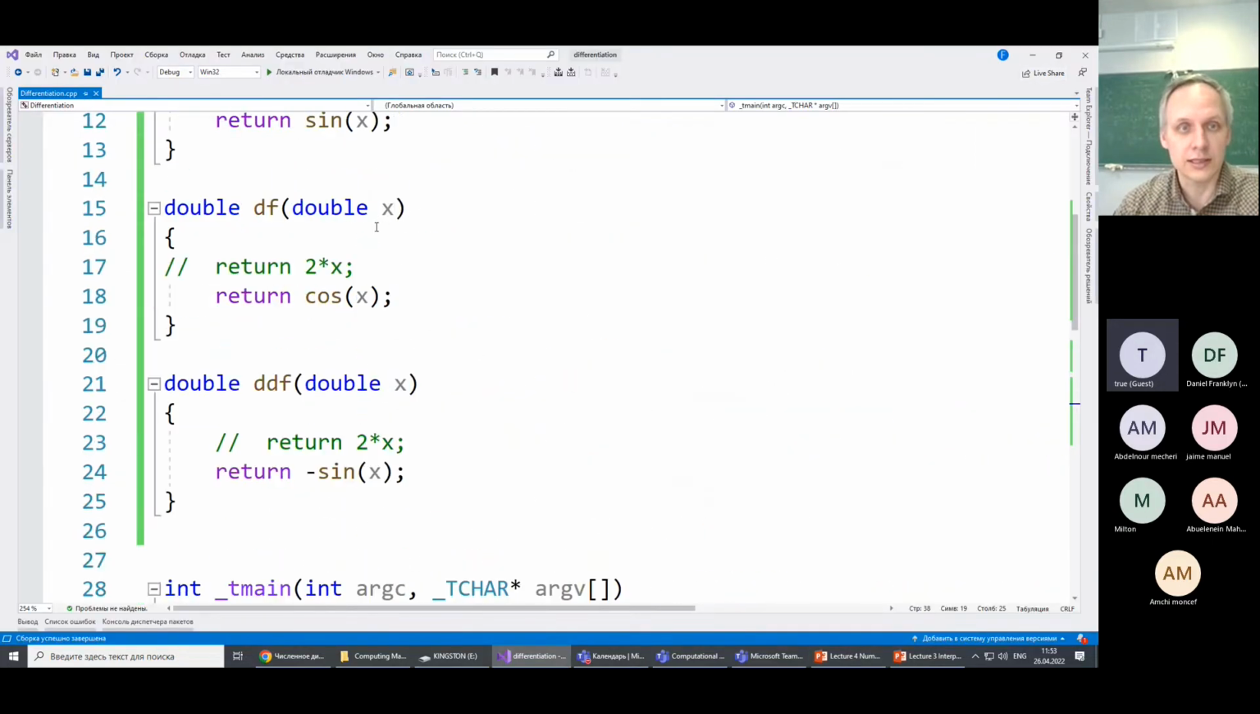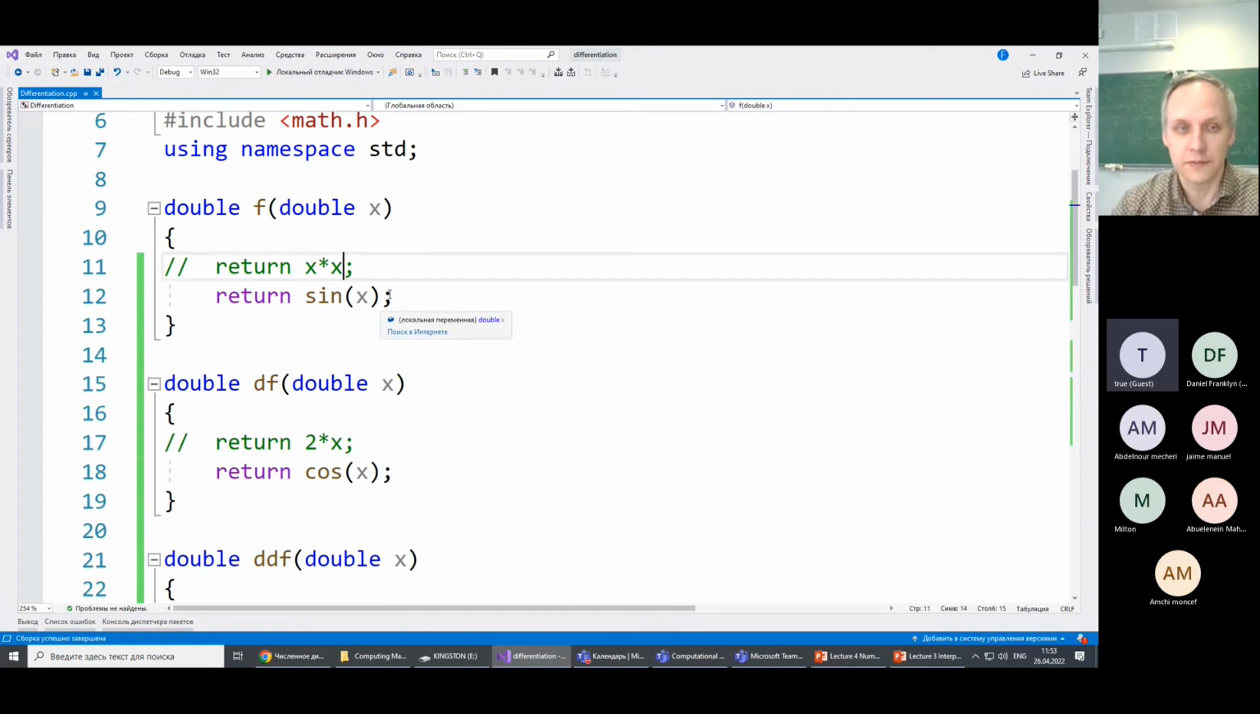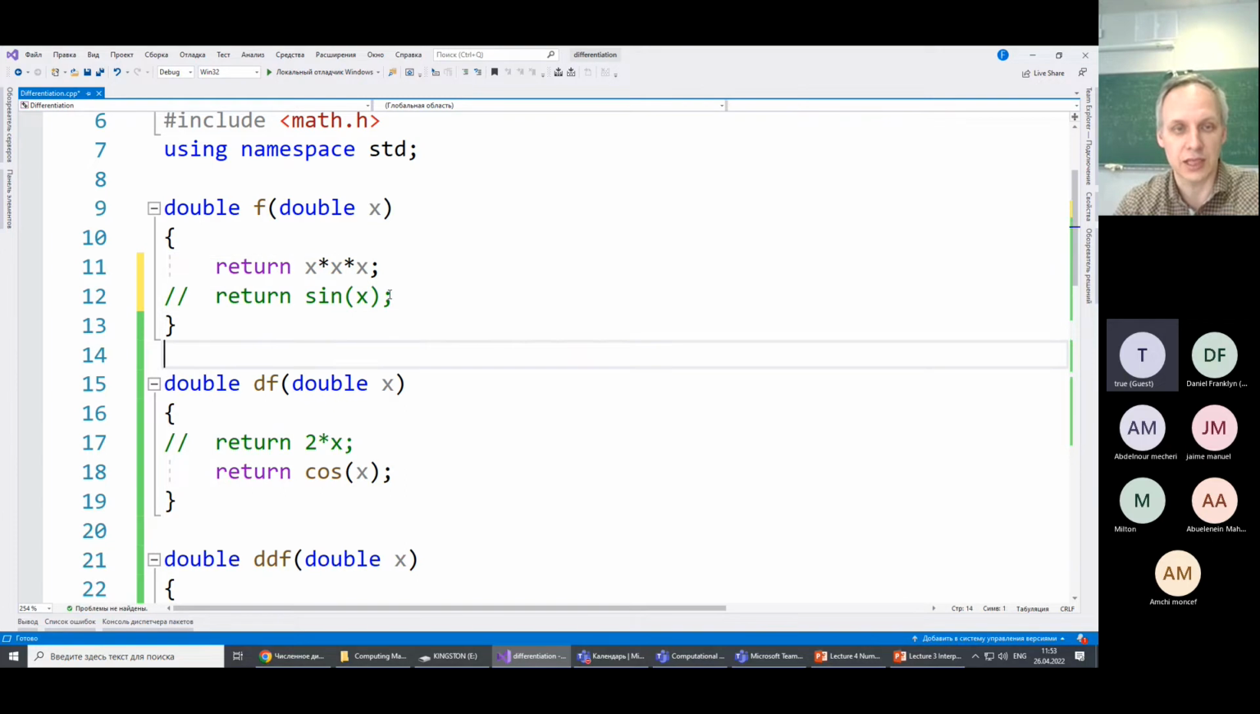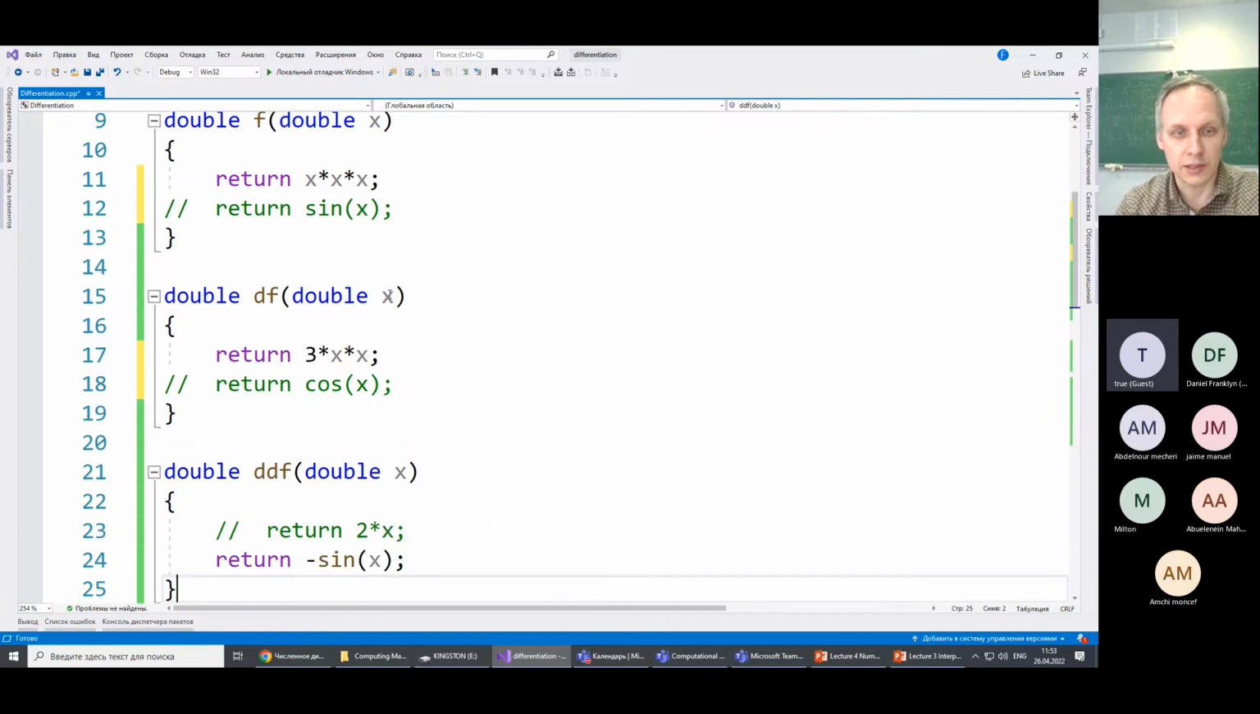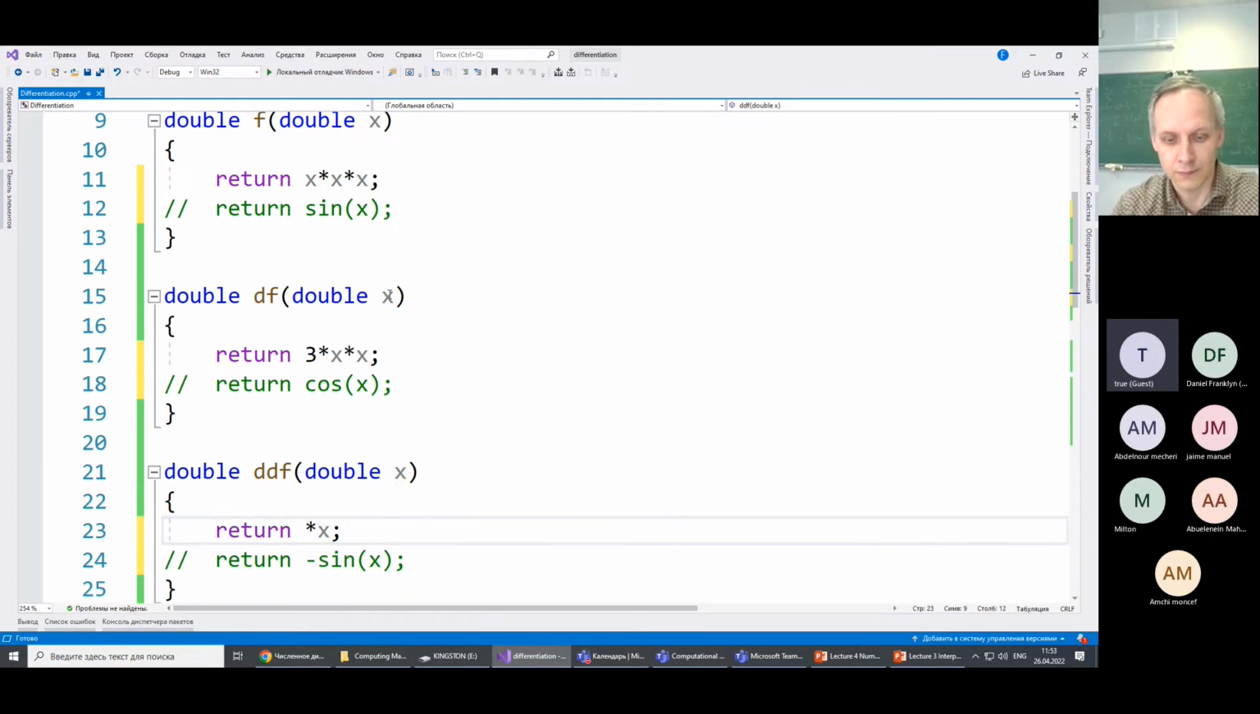Let's check it. Let's take as a function not sinus, but a polynomial of degree 3, x times x times x. What is the derivative? X power 3. X squared. And the second derivative, six x.